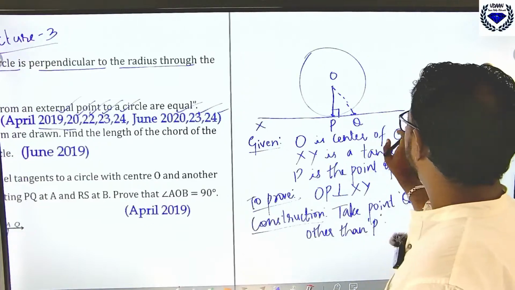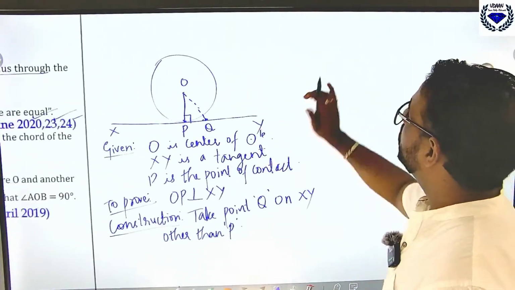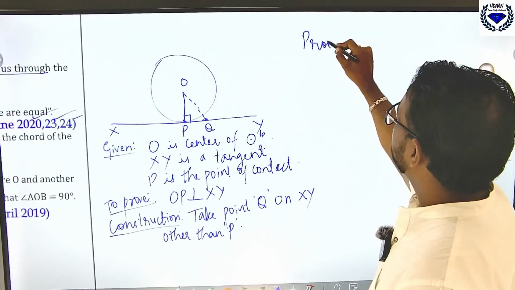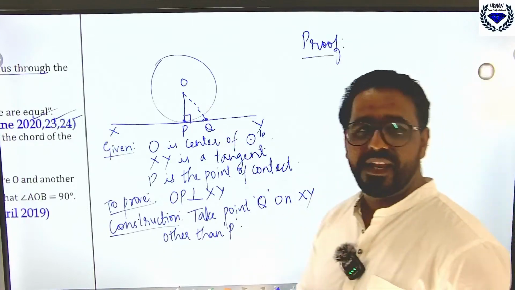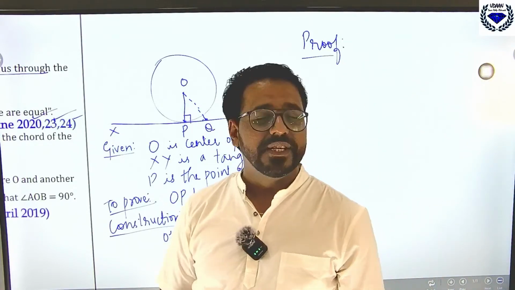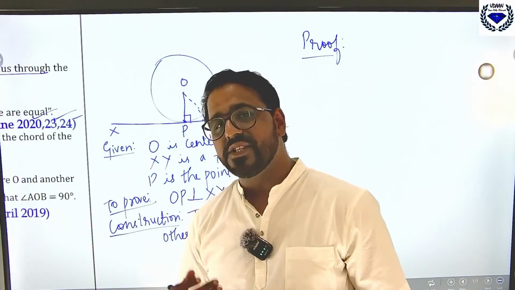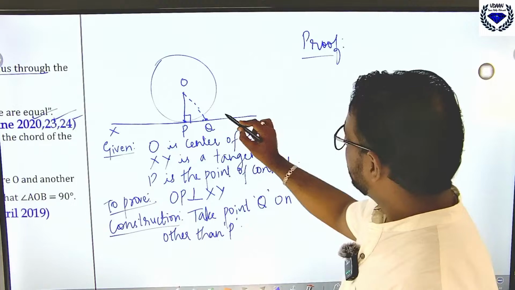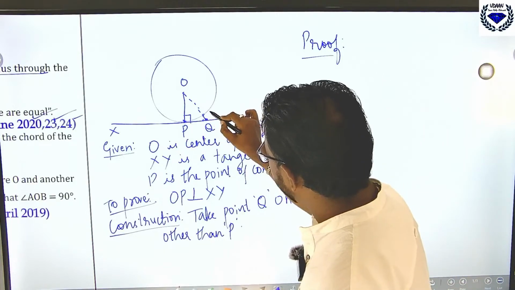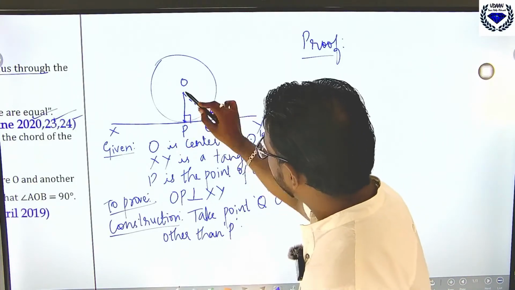Now coming to the proof part. How to prove this? In the textbook the proof is theoretical, and in your school they may tell it differently. You can use any method, but try to write at least 2 to 3 lines in order to prove that. What you can do is take this point as R. Now you see OP is equal to OR.